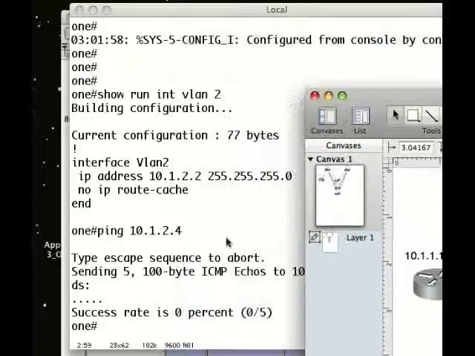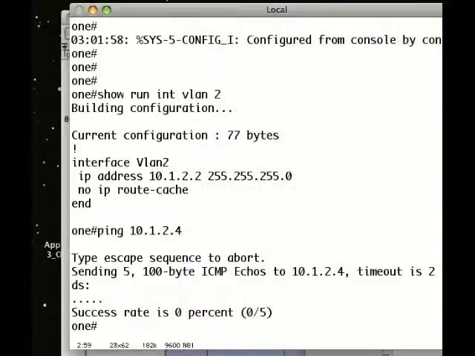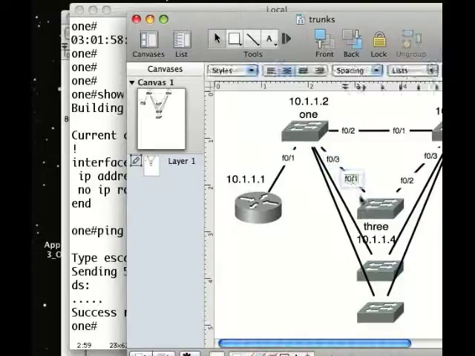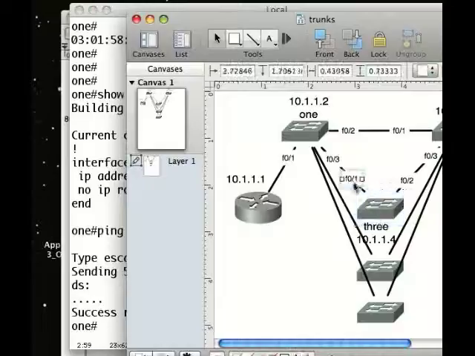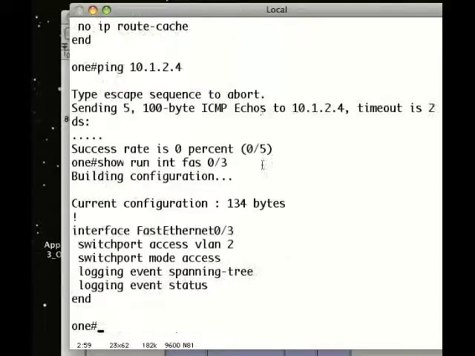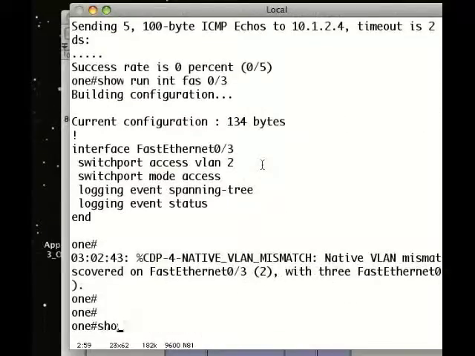I was sort of expecting this ping for 10.1.2.4 to go out fast Ethernet 0/3 on VLAN 2, which is not encapsulated, and then fast Ethernet 0/1 on the other side, the not encapsulated would be on VLAN 1 and it would get there. Show run int fast 0/3. Show ARP.